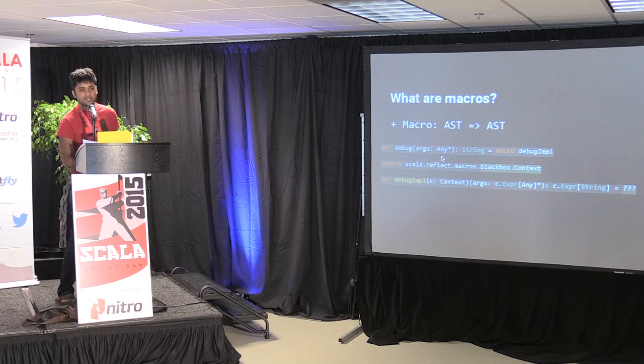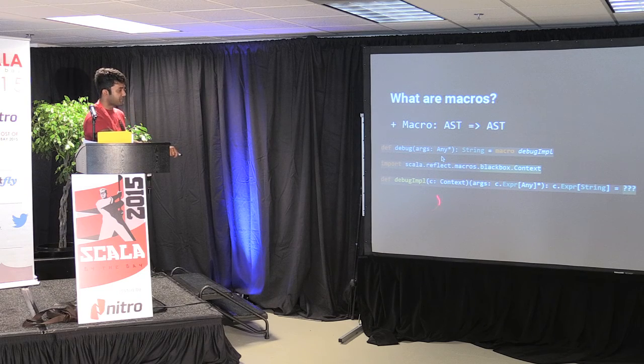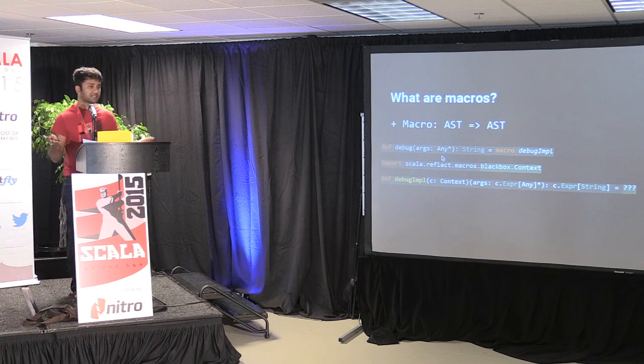OK, what does debug impl look like? It looks a lot like debug, except you have some other stuff. You have the context of the compilation, because when this thing is running, the debug impl, it runs during the compilation phase of your program. So you can know a lot about it. You can know the line numbers. You can do c dot enclosing position dot line. You know exactly what line it's working on. You can abort the compilation. So if there's something weird going on and you don't know what to do with the macro, you can call c.abort with a nice message, and compilation would fail saying couldn't expand the macro.